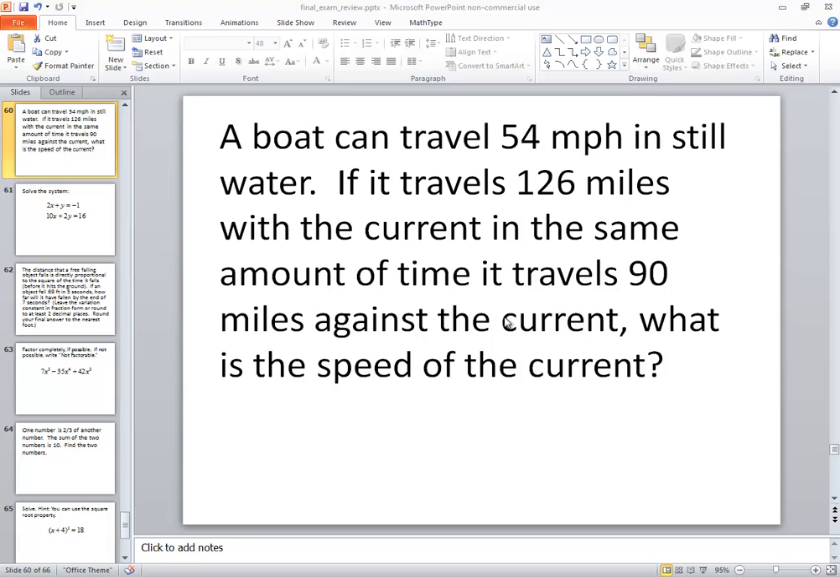Okay. And if it travels 126 miles with current in the same amount of time it travels 90 miles against the current, what is the speed of the current? In the same amount of time.